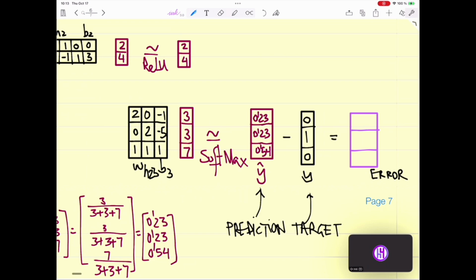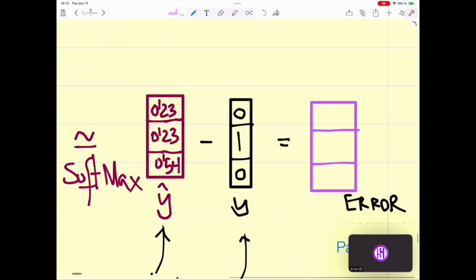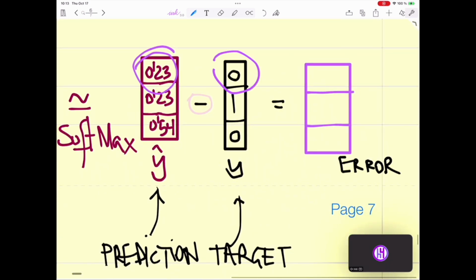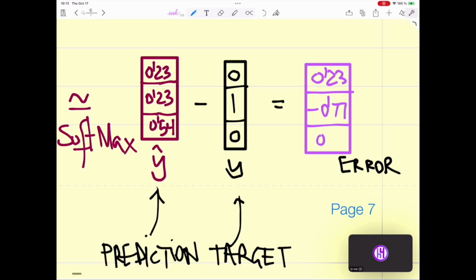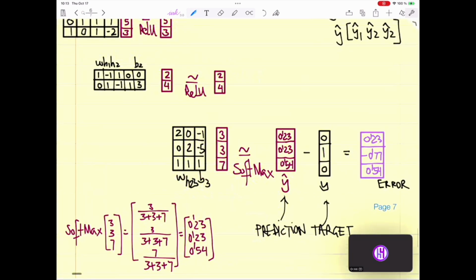And then the error is 0.23 minus 0. Okay? So 0.23. 0.23 minus 1 is minus 0.77. 0.54 minus 0, 0.54. Okay? So now we have the error.